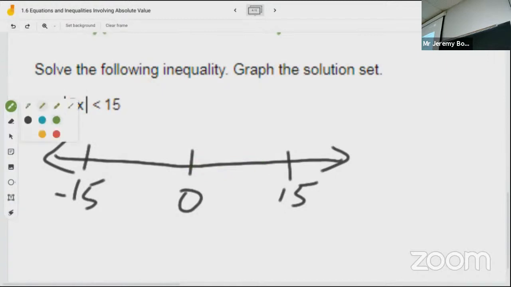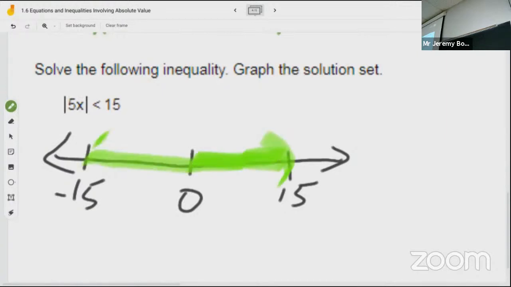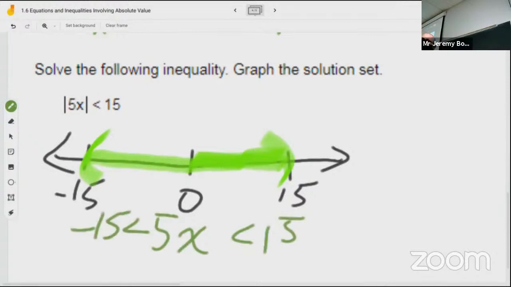That means that it's in between. If you go 15 units this way, or you go 15 units that way, that means it's between negative 15 and 15. And so to set up our inequality, it's going to be 5x is less than 15 and greater than negative 15. You know, it can be done as a combined inequality if it's one interval. Any questions on setting that up?